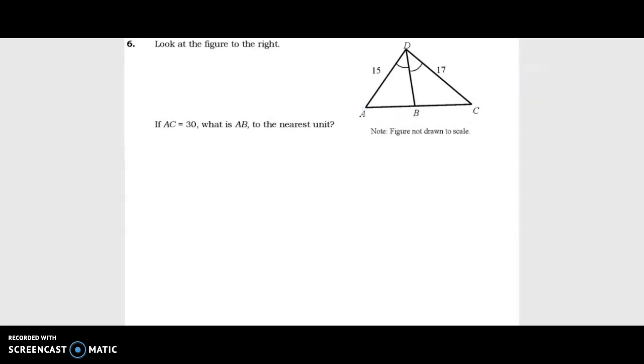Hello, we're going to pick up with number 6. This is where we left off yesterday. So they're telling me that AC is 30. So I'm going to go ahead and mark my AC. My goal is to solve for AB as a whole number.